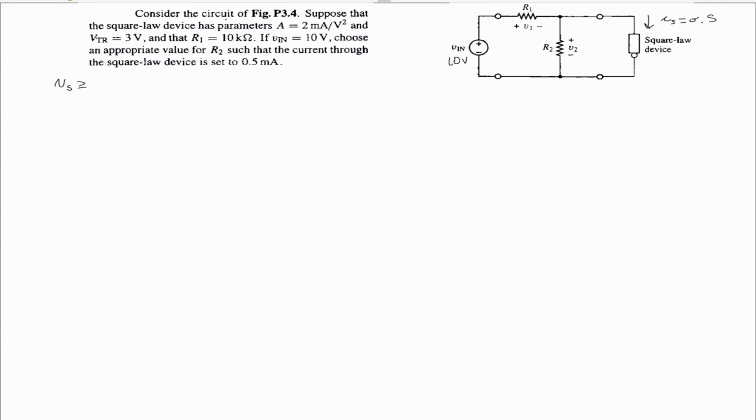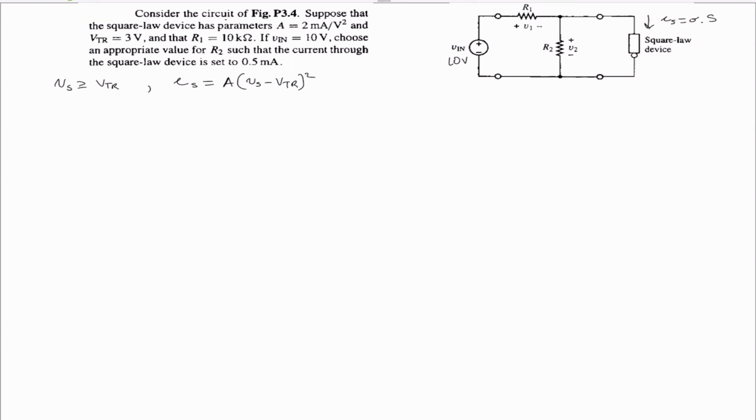Vs has to be greater than or equal to VTR for current to flow. The square law current equation is as follows. We then can find Vs, because to find the value of R2, we can do a Thevenin circuit, then solve for R2, but in order to do that, we would want to know the voltage across the square law device.